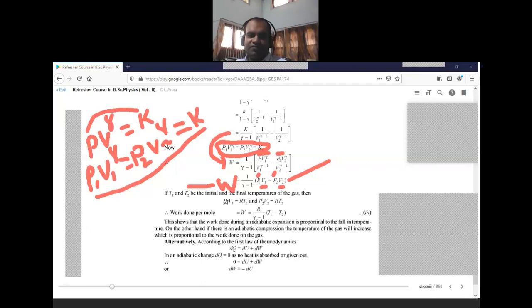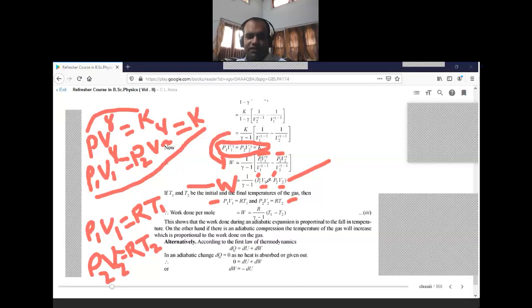Anyway, you can further simplify this equation. For an ideal gas, P1 V1 equals RT1, you know this, and P2 V2 is equal to RT2. So if you write RT1 for P1 V1 and RT2 for P2 V2, R can be taken common. This R is the universal gas constant. So the work done is equal to R divided by gamma minus 1 times (RT1 minus RT2), so T1 minus T2 will be common. So this is one expression, and this is another expression.